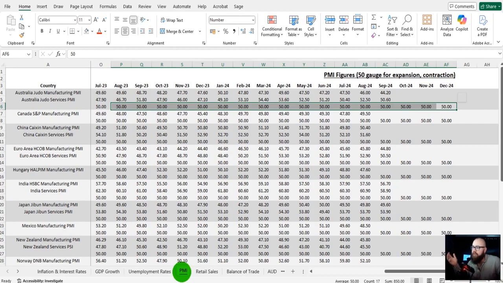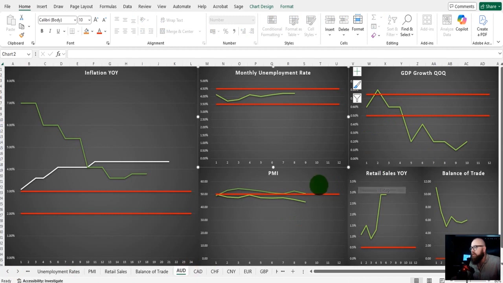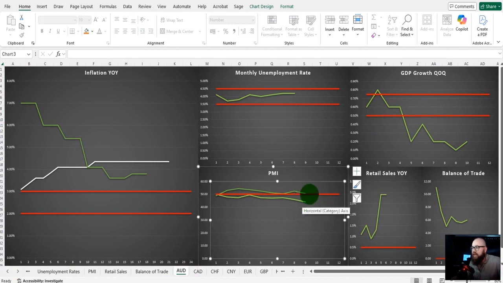It's the same with fundamental analysis. There's lots of ways you could use these PMI figures. And once again, they show on the spreadsheet here. There's the manufacturing and the services, they're both green, and then 50 is that red line.